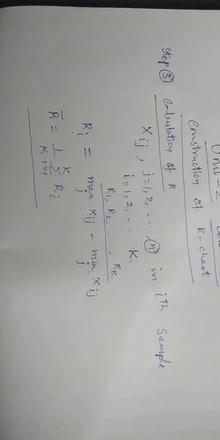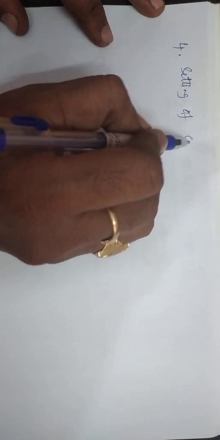Now you go to the fourth point. What is the fourth point? The fourth point is setting of control limits. Setting of control limits. Control limits for R chart.